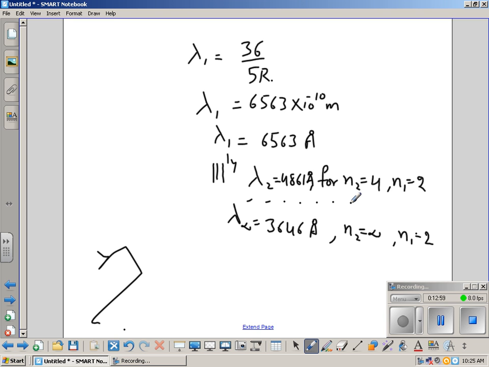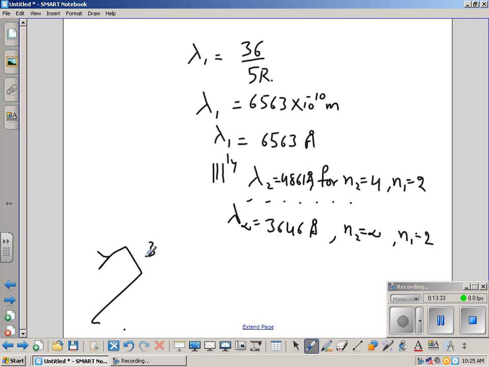The Lyman series belongs to the ultraviolet region in the electromagnetic spectrum. The Balmer series belongs to visible light in the electromagnetic spectrum. You know how many regions there are in the electromagnetic spectrum. The wavelengths of the spectral lines in the Lyman series belong to the ultraviolet region, and the spectral lines in the Balmer series belong to the visible region.